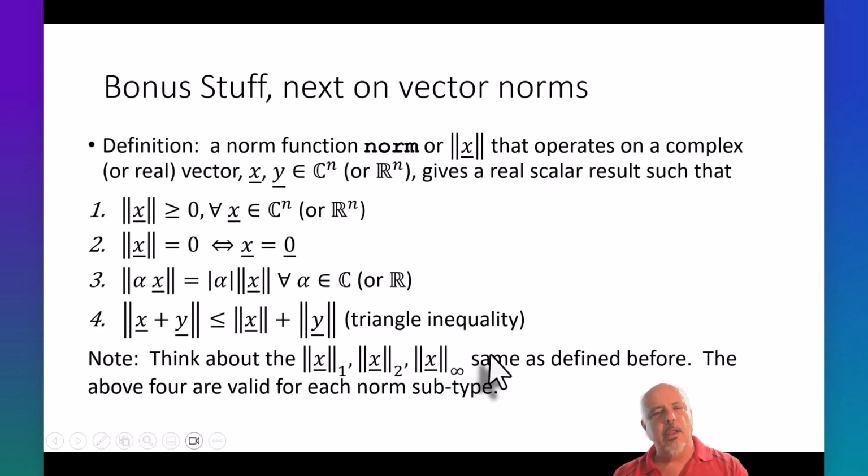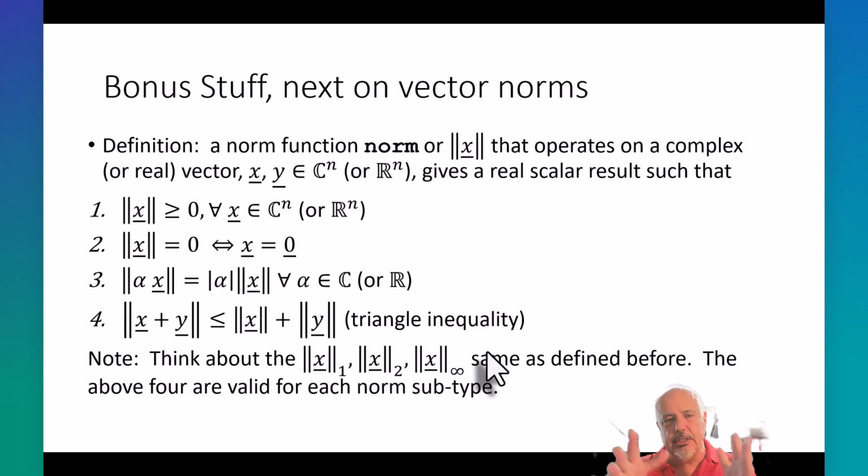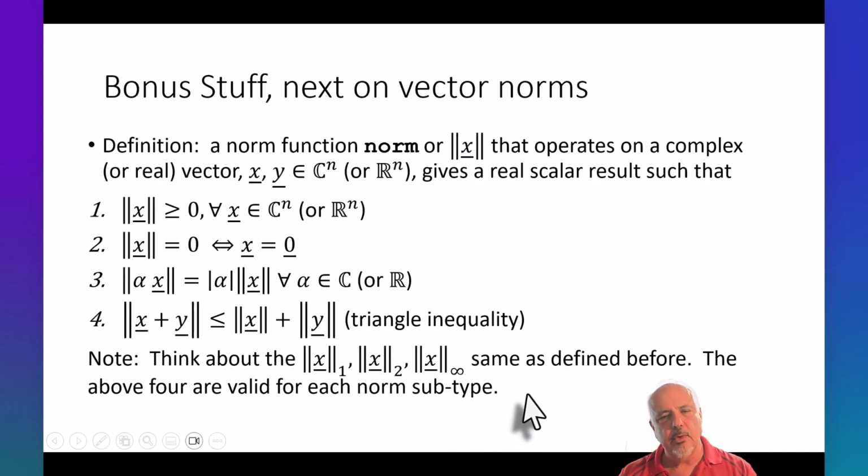And then the triangle inequality holds again, and I like that. So if you take two vectors and you add them together, and then take the norm, that's going to be less than or equal to the sum of the individual norms. Okay, so this again works for 1 norm, 2 norm, or infinity.